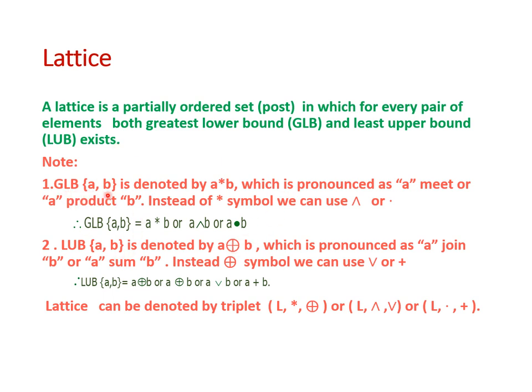Let us see the definition for GLB. GLB of any two elements, if I am choosing them, we can write that as A asterisk B. In other words, we can say this is A meet B or A product B. For LUB, we say LUB of A comma B is nothing but A plus B or A join B, or you can also use just the word plus. Lattice is denoted by a triple with binary operators. It may be L asterisk with plus, or L dot with plus, or L meet and join together. So the three together we call a lattice.